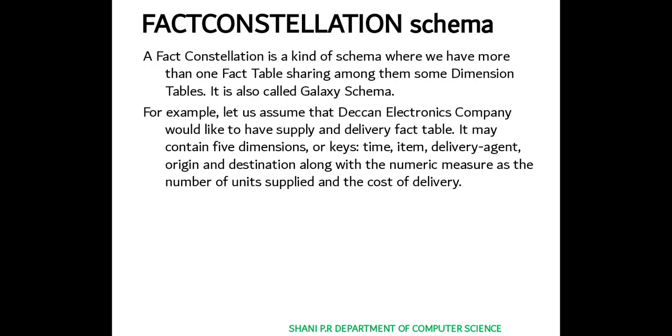For example, let us assume that Deccan Electronic Company would like to have a supply and deliver fact table. It may contain 5 dimensions or keys: time, item, delivery agent, origin and destination, along with the numeric measures: the number of units supplied and the cost of delivery. So here it has two main measures, the number of units and the cost of delivery, the main fact. The dimension tables are time, item, delivery agent and destination. This is a small example for the fact constellation schema. In the exam you just write the definition and draw the diagram.